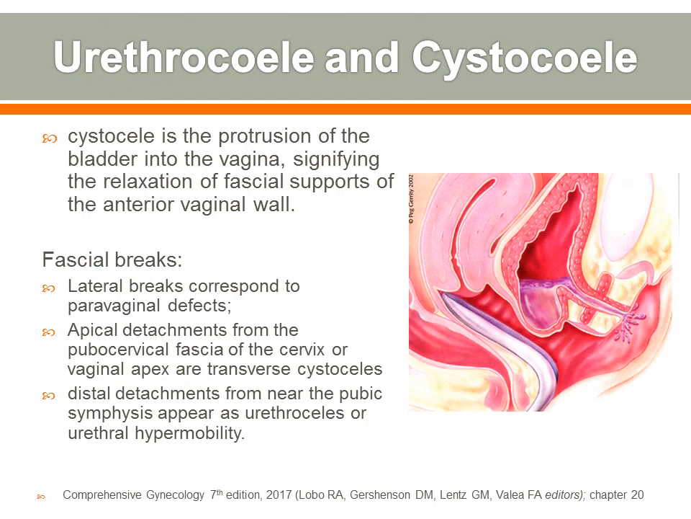Cystocele is the protrusion of the bladder into the vagina, signifying the relaxation of fascial supports of the anterior vaginal wall. Urethrocele, on the other hand, is the protrusion of the urethra into the vagina. And these are or may be caused by fascial breaks. Either lateral breaks correspond to paravaginal defects, apical detachments from the pubocervical fascia of the cervix or vaginal apex are transverse cystoceles, and distal attachments from near the pubic symphysis appear as urethroceles or urethral hypermobility.